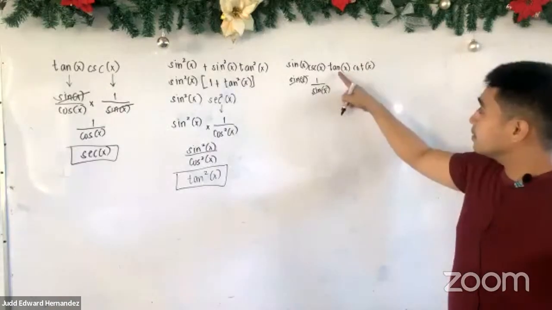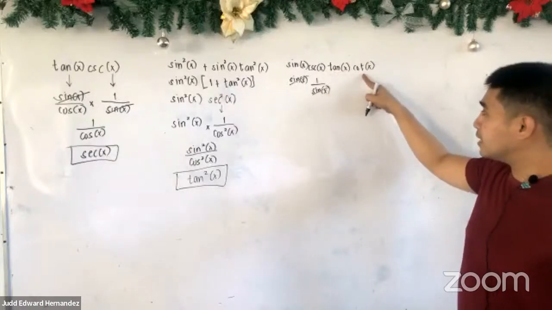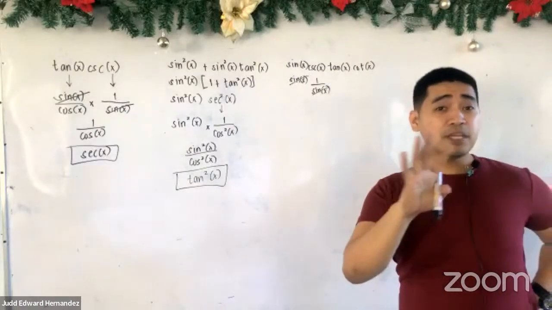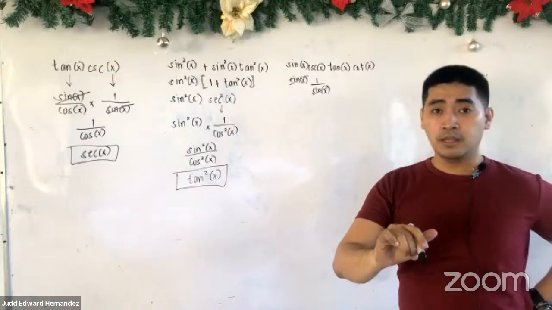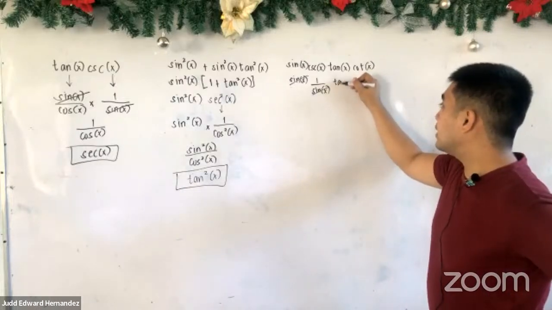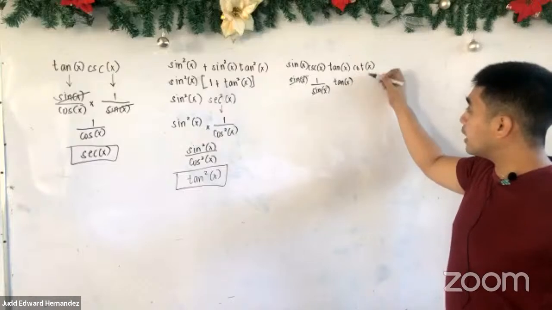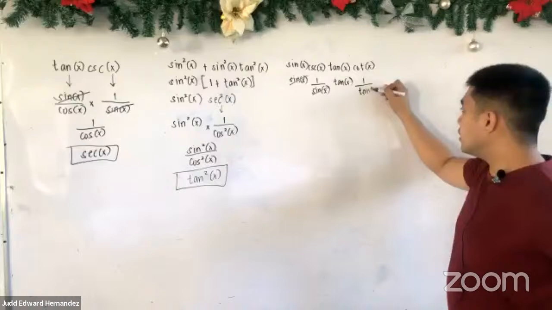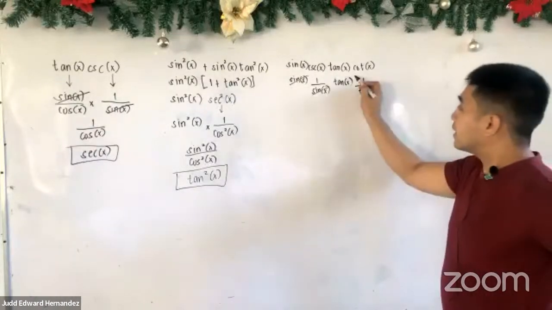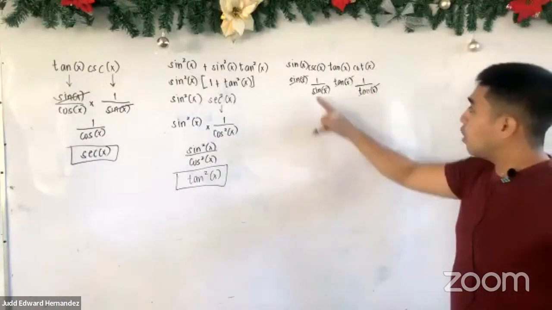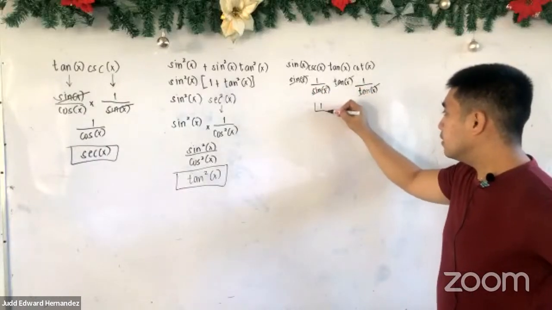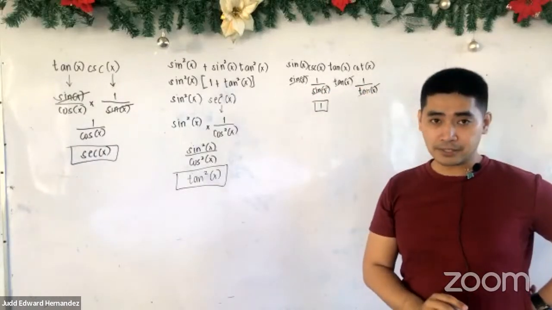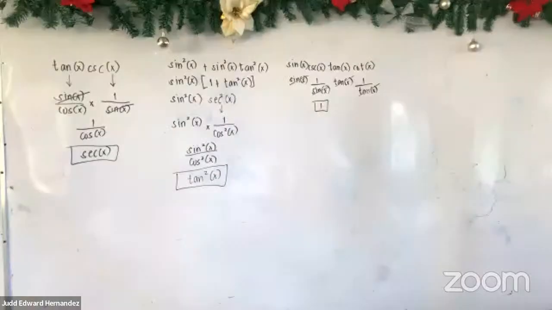For this one, because we see tangent and we see cotangent, I will not anymore be using the quotient identity. Since I see tangent, I write tangent. And since I see cotangent, I will take the reciprocal, because cotangent is equal to 1 over tangent. I'll cancel out tangent, I'll cancel out tangent. 1 times 1 is just 1. Did you get the same answer? Is your answer 1? Yes, sir. Okay, and that is the correct answer.